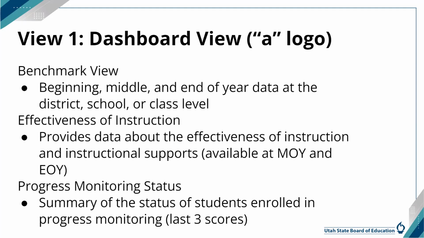The second one is effectiveness of instruction, and we're looking at how effective the instruction was. It is available at the MOI and EOI time of year because it requires data in the system to compare beginning of year to that middle or end of year scores. And then progress monitoring statuses, overall bar that's just letting you know how are students doing in relation to those progress monitoring probes.